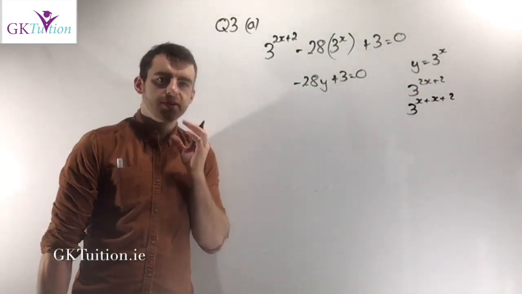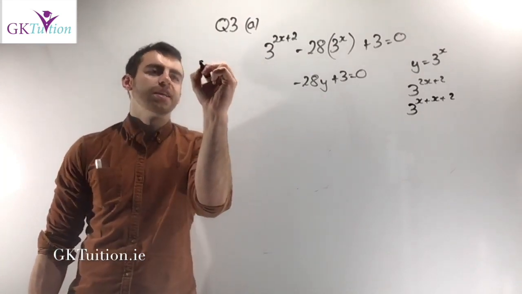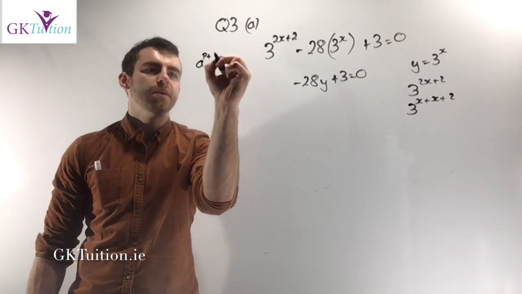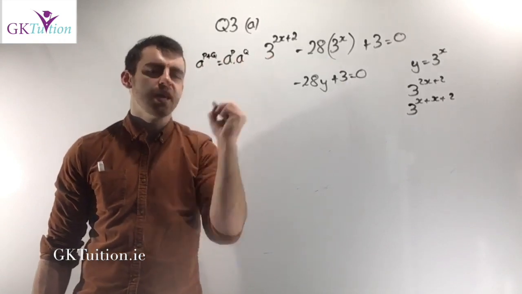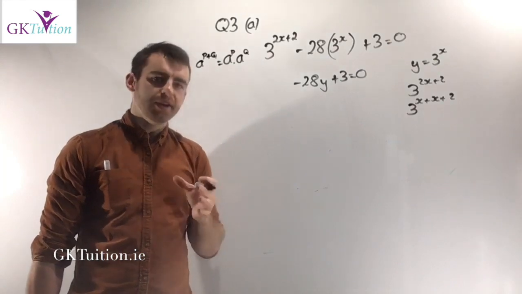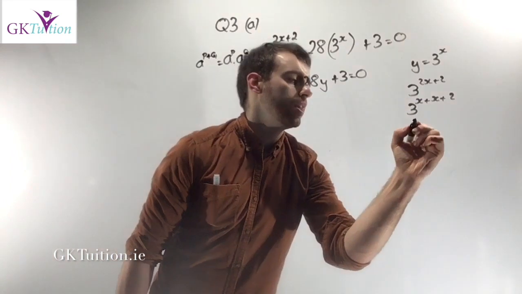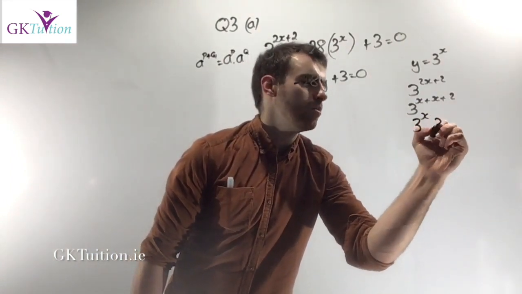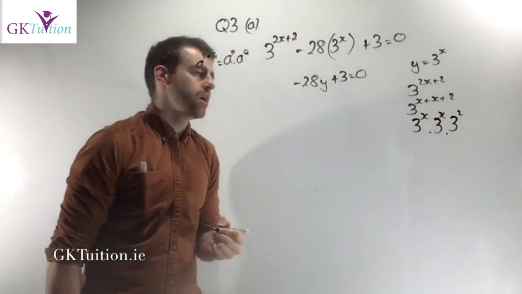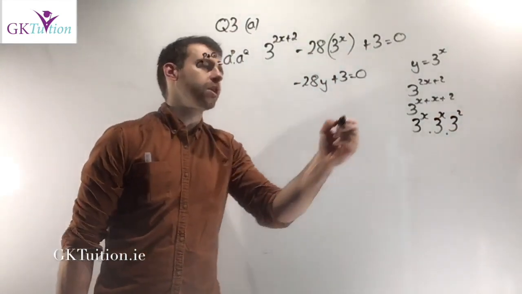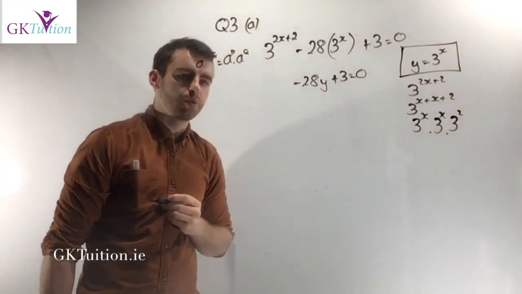Now, on the top left-hand corner of page 21 in your maths tables, it tells you that a to the power of p plus q is the same as a to the power of p times a to the power of q. Based on that, I can say that 3 to the power of x plus x plus 2 is the same as 3 to the power of x multiplied by 3 to the power of x multiplied by 3 to the power of 2. And this is useful because I decided at the very start of this question that instead of 3 to the power of x, I'd sub in a y.